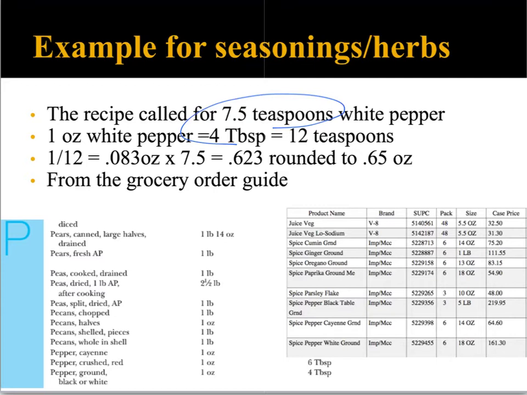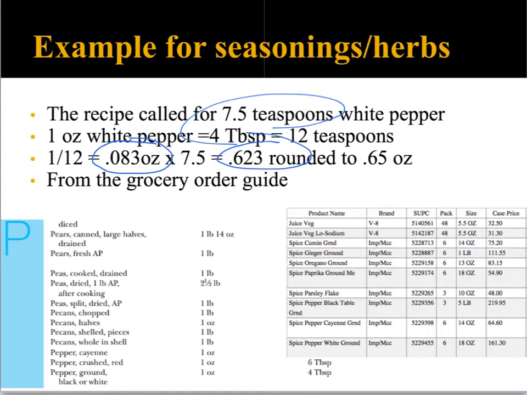To convert the volume in teaspoons to ounces, determine the weight of 1 teaspoon, which you do by dividing. First convert to teaspoons, then divide by 12, and you come up with 0.083 ounces per teaspoon. Multiply by 7.5 for a total of 0.623 ounces.